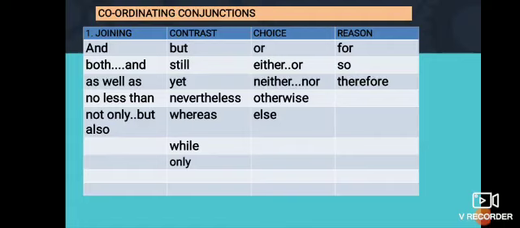That is the different categorization of joining, contrast, choice and reason. In joining, you can have and, both and, as well as, no less than, not only but also. In contrast, it is but, still, yet, nevertheless, whereas, while, only. For choice, it is or, either or, neither nor, otherwise, else. For reason, it is for, so and therefore. So this you have learnt by heart in standard 7. Same, only you have to use it.